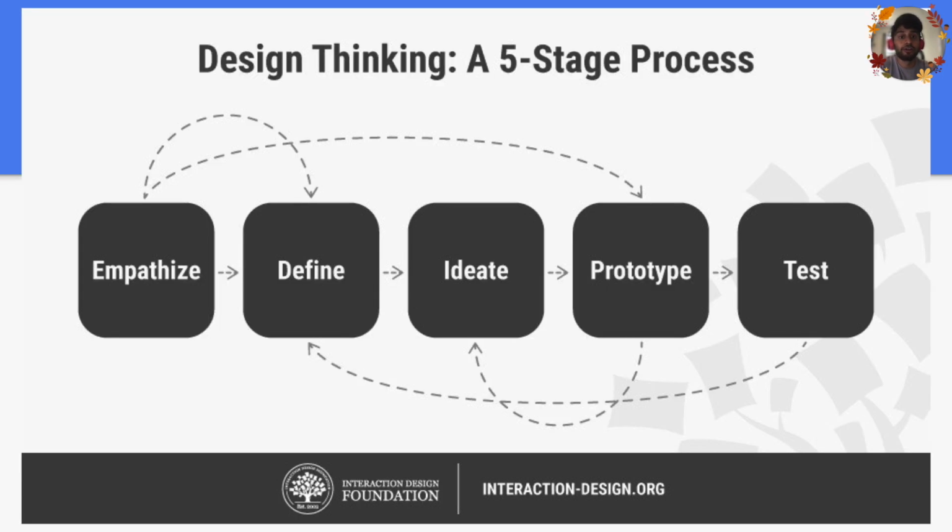So again, here are the 5 stages of the design thinking process. Empathize, define, ideate, prototype, and test. And you can see how it's not just a single pass. You can go from test all the way back to define. You can go from prototype back to ideate. You can keep iterating on these steps until you feel like you're actually ready to build what is being proposed.